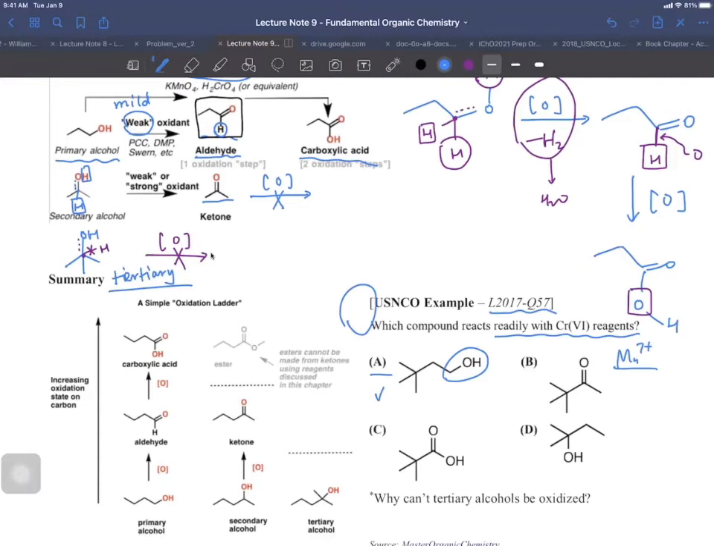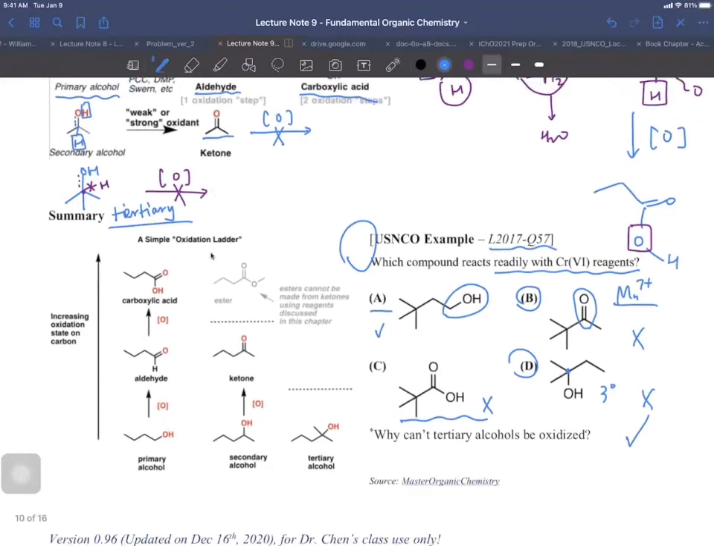So I think you guys can take maybe a few seconds to draw the structure of the aldehyde and the acid. B is a ketone, so this one cannot be oxidized. C is a carboxylic acid. It cannot be oxidized either. D is a tertiary alcohol, so as we discussed, it cannot be oxidized either, right? So I think we already answered the question.